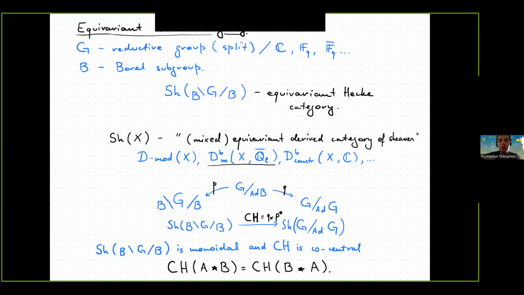And it turns out that this functor is cocentral, with respect to the convolution monoidal structure on the equivariant Hecke category. So if you compute it on AB, the result is the same as when you compute it on BA. This CH stands for character. It's sometimes called a character functor.